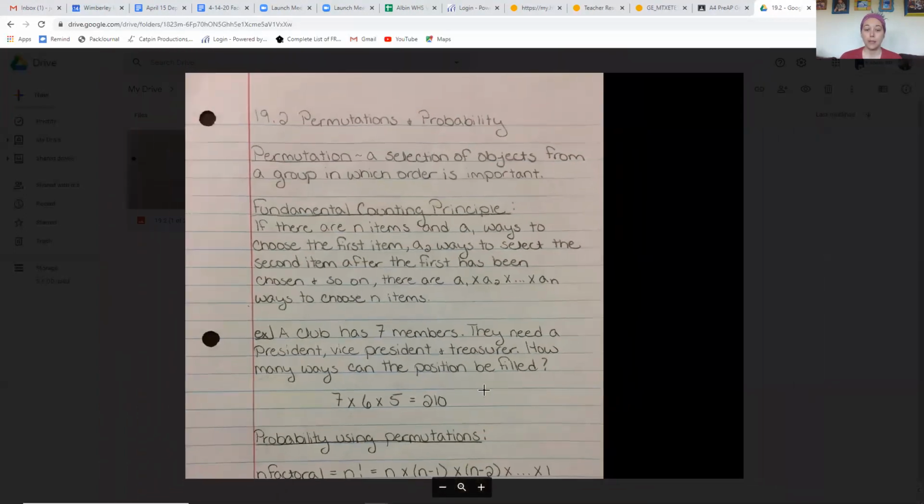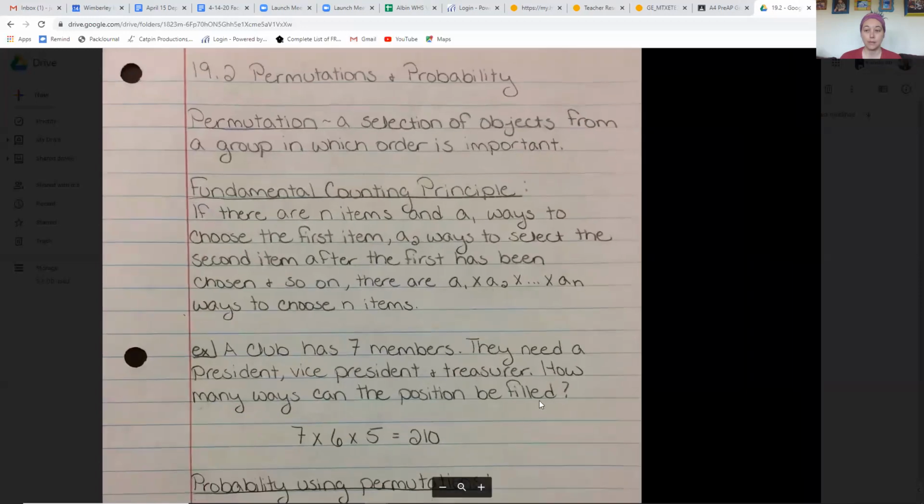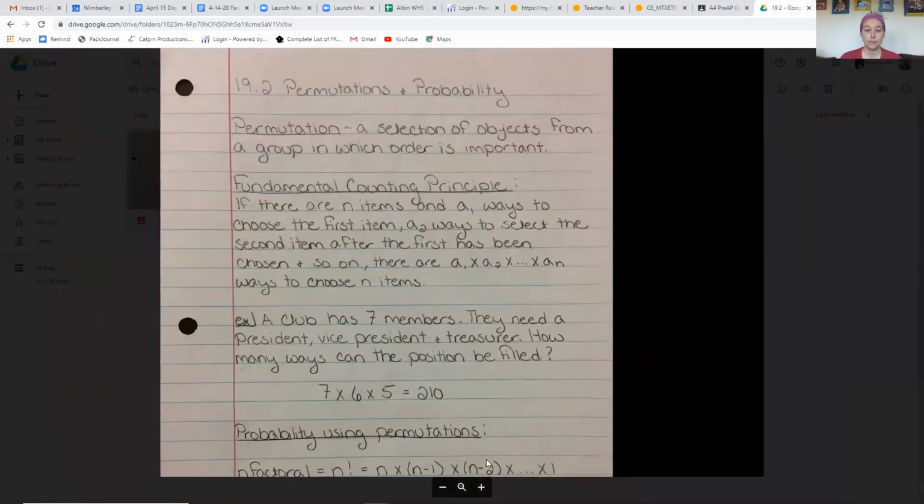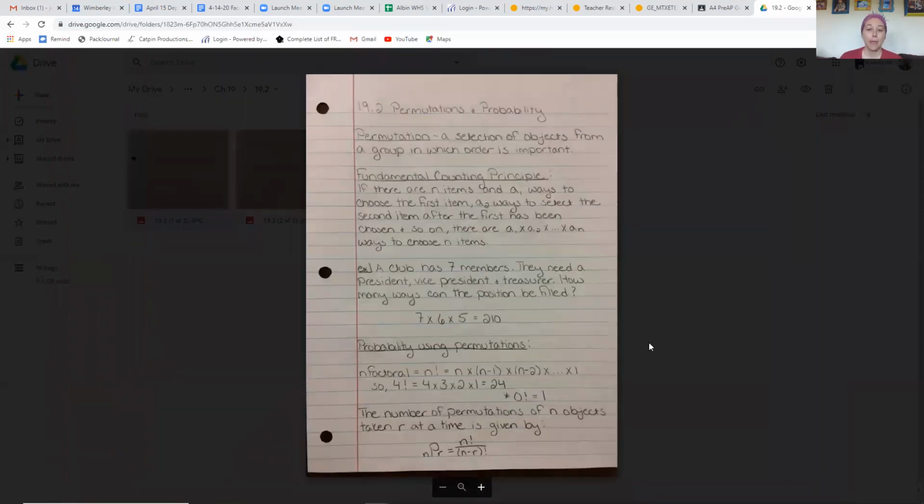So probability using permutations. Probability using permutations uses n factorial, n with an exclamation point after it, you say that as factorial. So in n factorial, any number factorial is just that number times that number minus 1, times that number minus 2, times that number minus 3, so on until you get to 1. So a quick example, 4 factorial is 4 times 3 times 2 times 1.